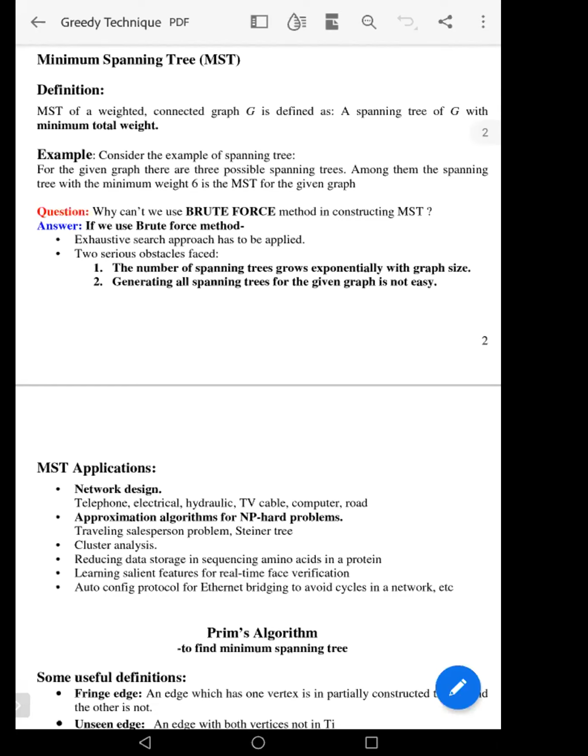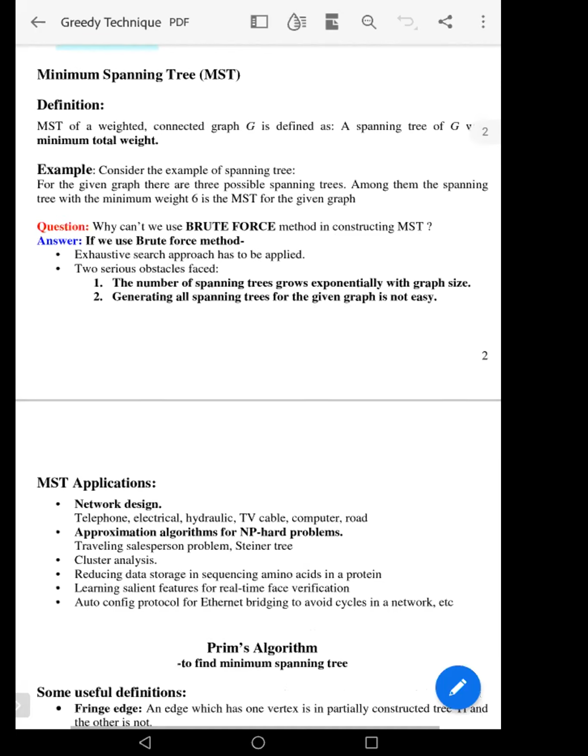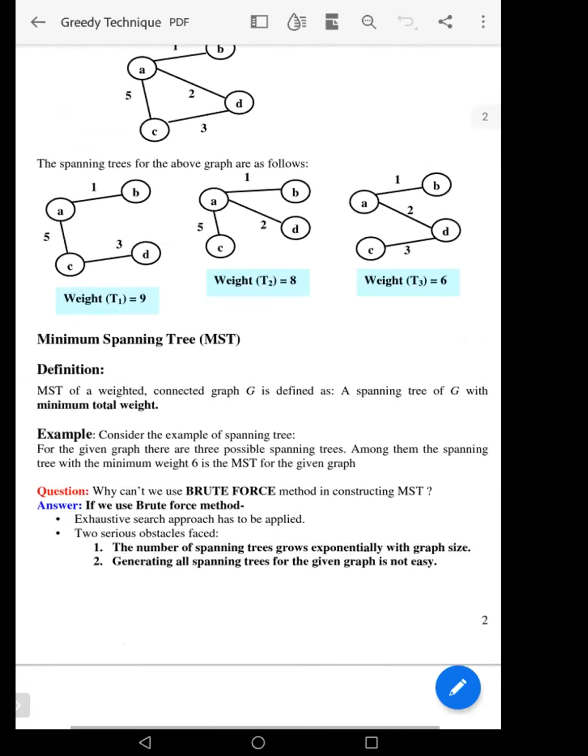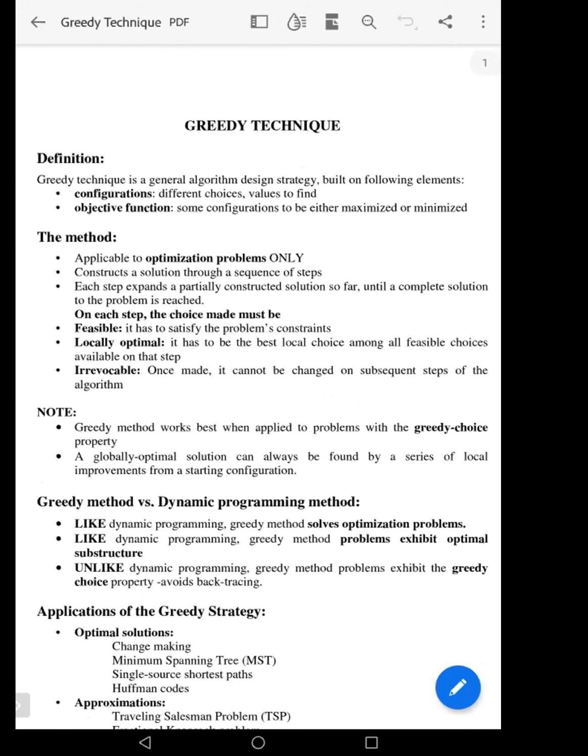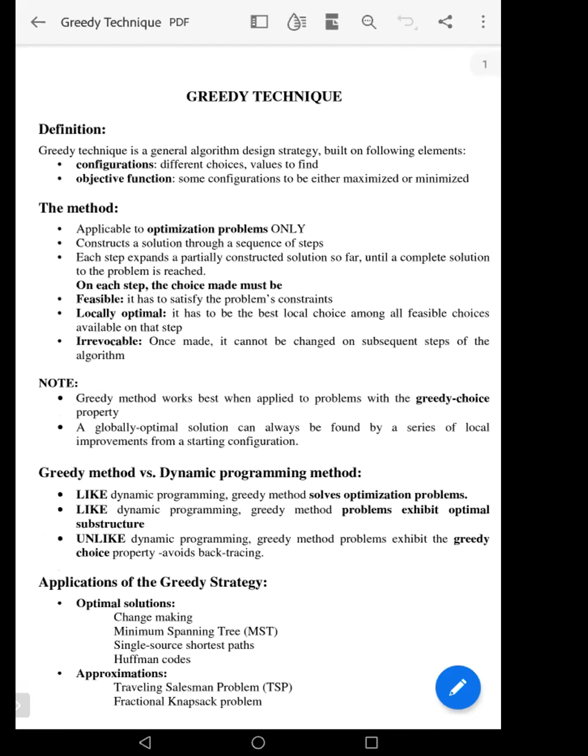The other design technique, the most common one, I will discuss, because there are some design techniques in which you can solve optimization problems. This is the greedy technique, one of them, in which we can solve some of the optimization problems. Now let us discuss greedy. What is greedy? Basically, the greedy technique is a general algorithm design technique built on the following elements: configurations, different choices, and a value to find. For every optimization problem, there is an objective function.